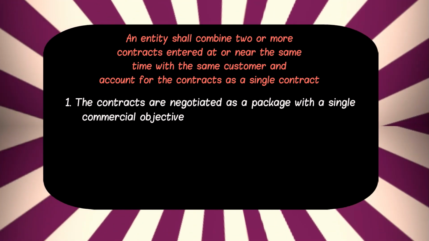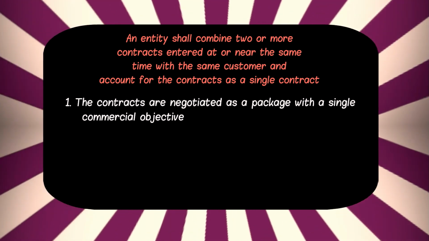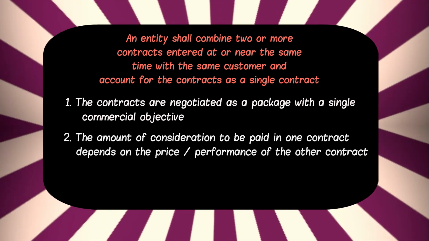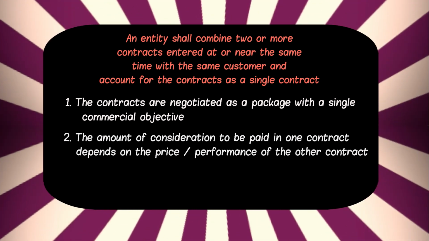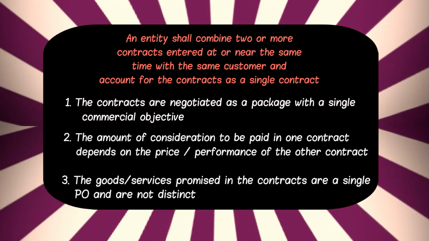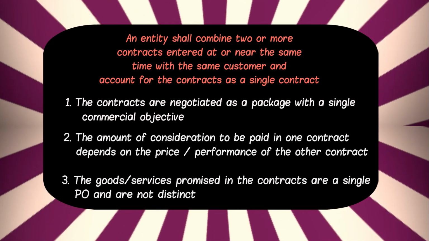Firstly, the contracts are negotiated as a package with a single commercial objective. Secondly, the amount of consideration to be paid in one contract depends on the price or performance of the other contract. And thirdly, the goods or services promised in the contracts are a single performance obligation and are not distinct.